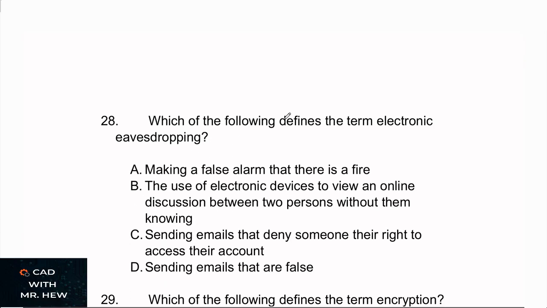All right, 28. Which of the following defines the term electronic eavesdropping? A, making a false alarm that there's a fire. B, the use of electronic devices to view an online discussion between two persons without them knowing. C, sending emails to deny someone their right to access their account. D, sending emails that are false. The correct answer is B.